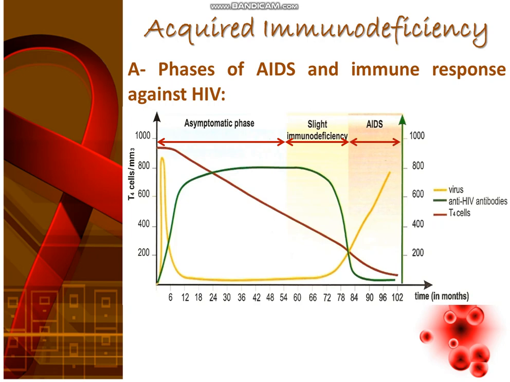The third phase is the phase of AIDS. As you see, the number of T4 lymphocytes becomes almost null. The immune response disappears. The patient develops an increasing number of opportunistic infections by microorganisms that are normally benign for healthy individuals. Also, cancer may develop, and this phase ends by the death of the patient.